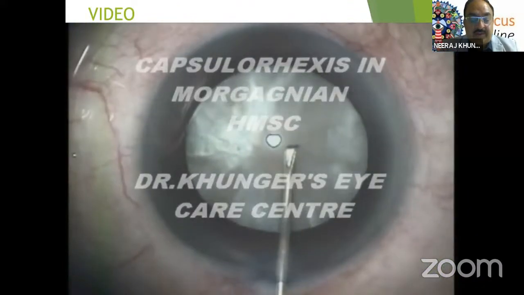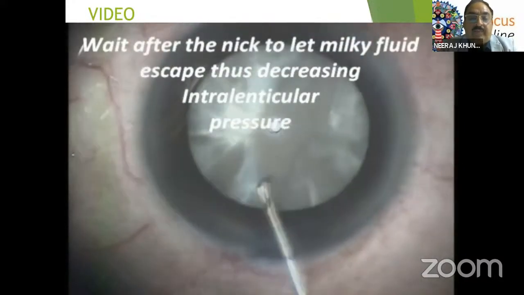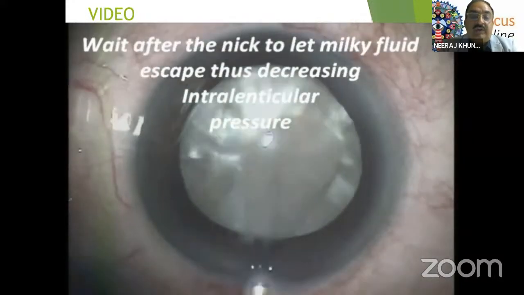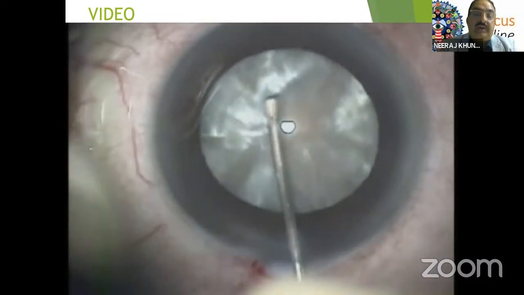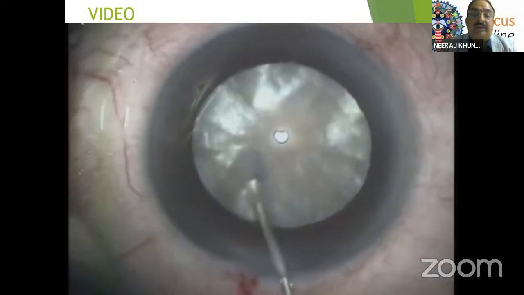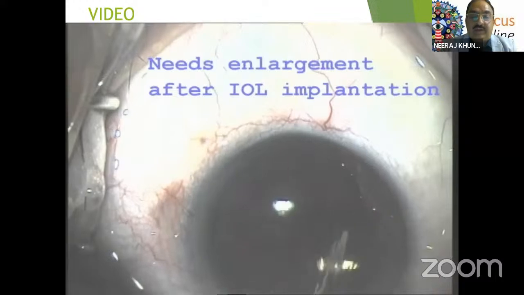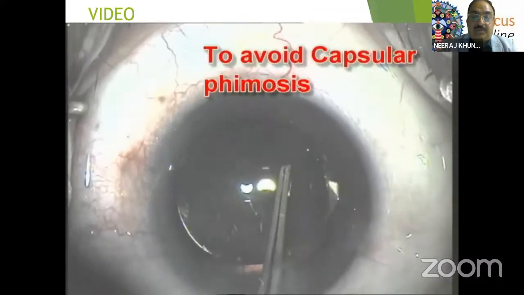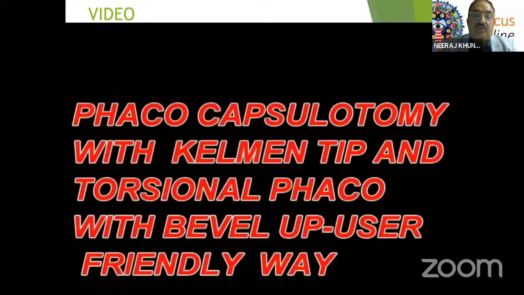To avoid the Argentinian flag sign, when we are doing a two-step procedure, we just make a nick and allow the fluid to drain on its own, then replenish the visco and make a smaller rhexis. You can say that it is just 3.5 to 4 millimeters, but this needs enlargement later to avoid capsular phimosis. So we are enlarging it.